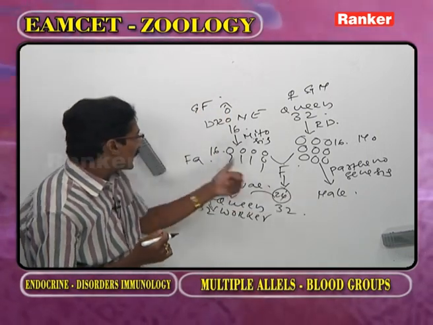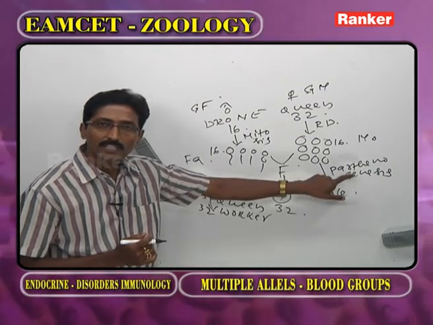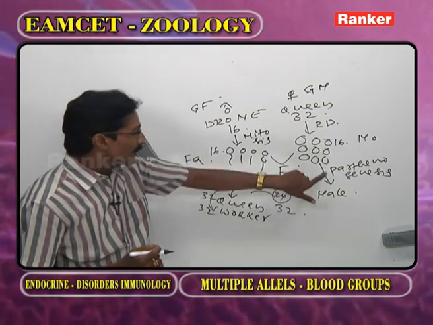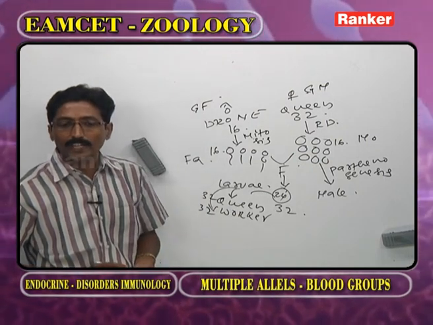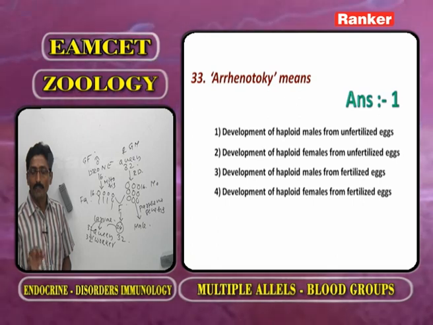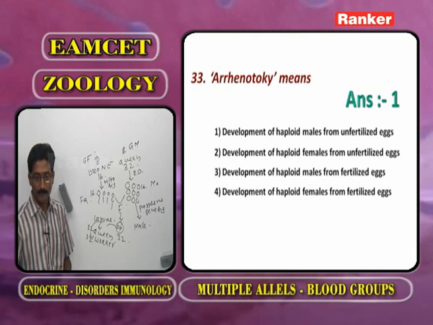Why does the male have no father? Because the male develops by a process called parthenogenesis. What is meant by parthenogenesis? Without fertilization. What is the other name of parthenogenesis? Arrhenotoky. Now here arrhenotoky means development of haploid males from unfertilized eggs.